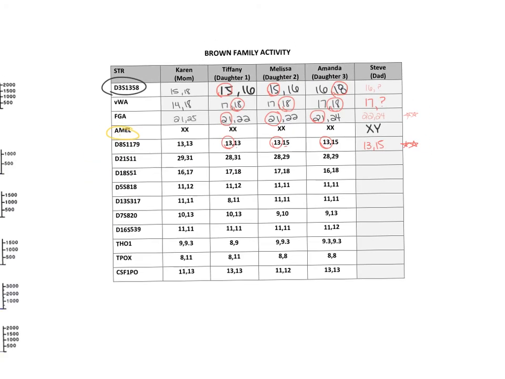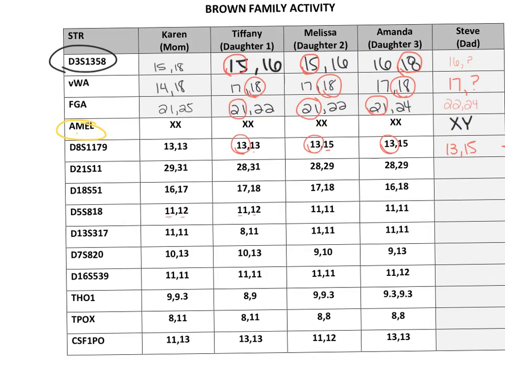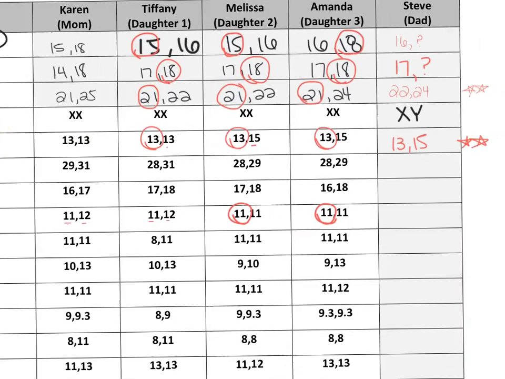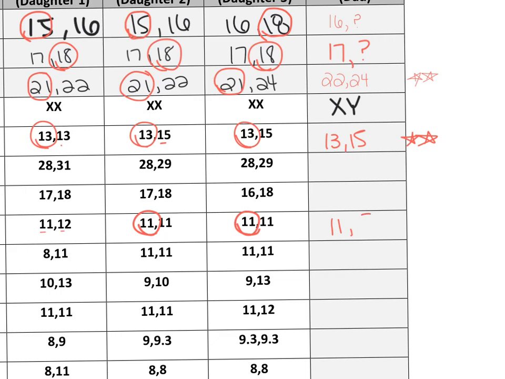Look at D5, though. Do you see how Mom is 11, 12? For the daughter that is also 11, 12, we have no clue which one Mom gave, so you cannot circle one there. That one we would actually leave. We know that she gave 11 and 11 on the next two daughters. Now Dad could be 11, 11 or he could be 11, 12. We're not sure, so this one goes in as 11 question mark.